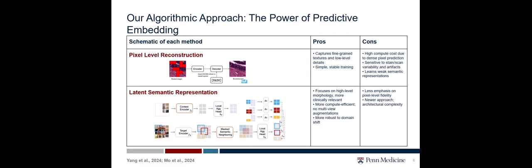On the other hand, latent semantic representation methods like I-JEPA focus on predicting abstract embeddings of masked regions. This approach efficiently captures meaningful tissue morphology and structure, is more robust to domain shifts and artifacts, and scales well without requiring multiple augmented views. The trade-off is that these models capture less pixel-level detail and require more sophisticated architectural design. Additionally, this is a relatively newer approach, so tooling and benchmarks are less mature.